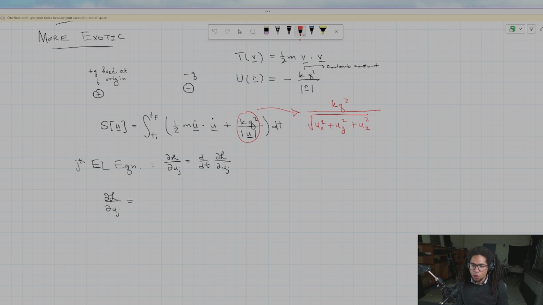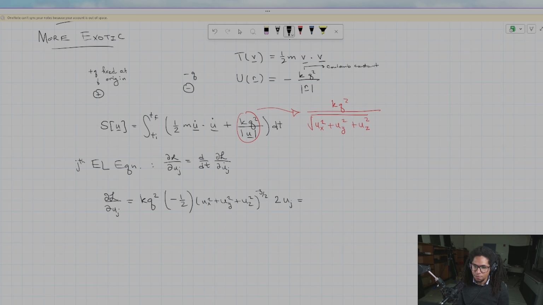Or I can think of all of this stuff to the minus 1/2. I think that's actually the easiest way. So I'm going to be able to pull my kq squared out. That's just constants. Then I'll get a minus 1/2 from the fact that this is all raised to the minus 1/2 power. Then ux squared plus uy squared plus uz squared, to the minus 3/2. And then from the chain rule, I'll pick out whichever of these matches j. So I'll get a 2uj.